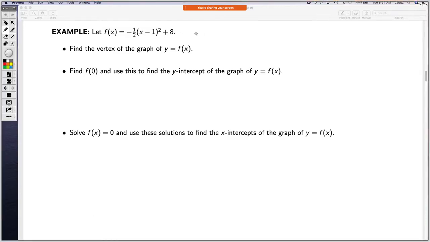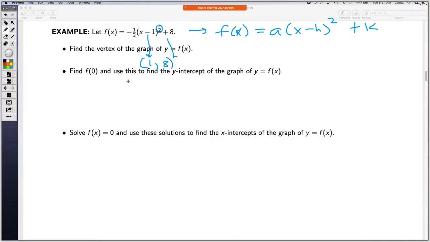Once again, we know it's a quadratic because of that second power there, so we know the graph is going to be a parabola. We're looking for the form (x - h)^2 + k, which we've got. So I take the opposite of the minus 1, I get a 1, and the vertex is (1, 8).